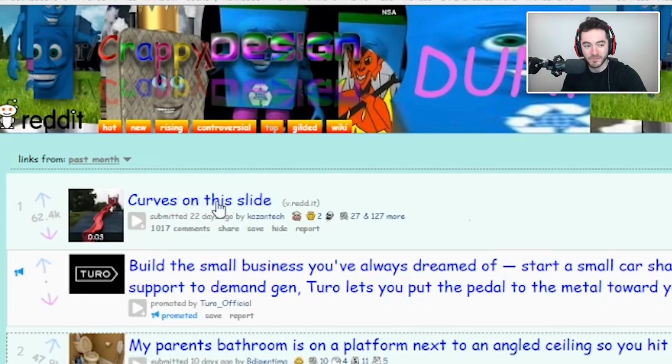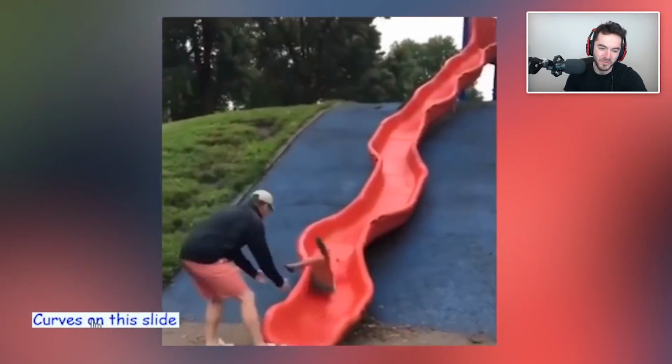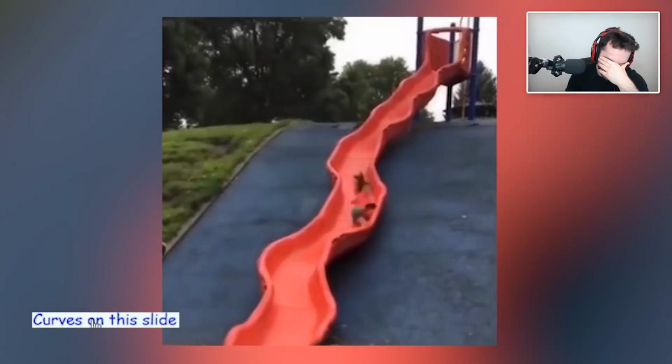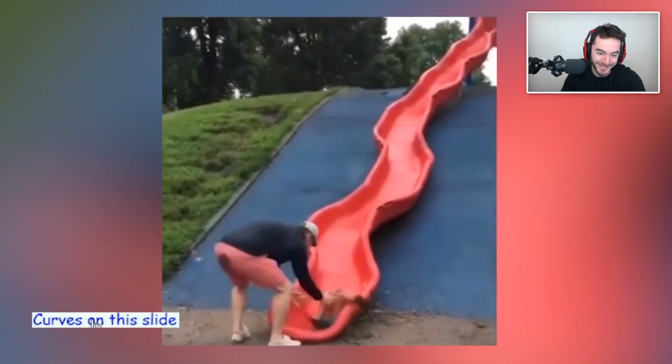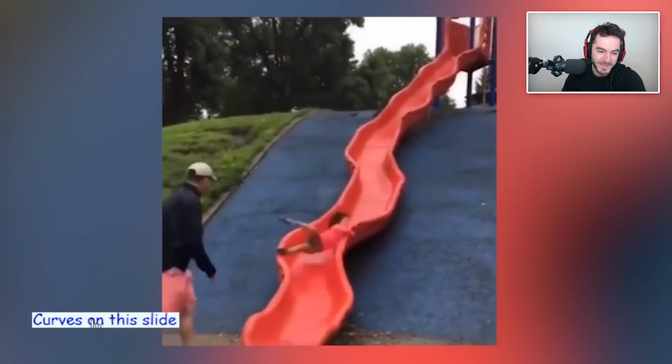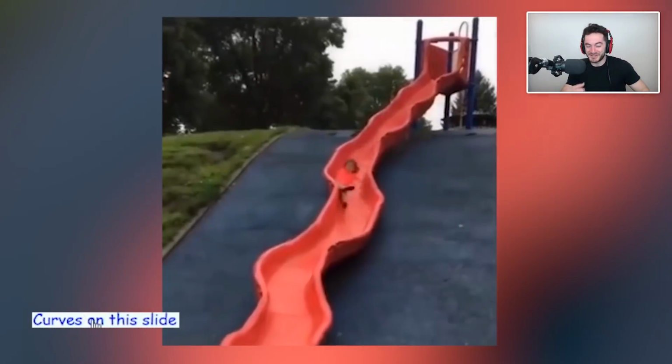And the top for the last month of crappy design, curves on this slide. This is just painful. Oh my God. That was way worse than I thought just by the thumbnail. Oh my God. Just, ow. Just getting destroyed.